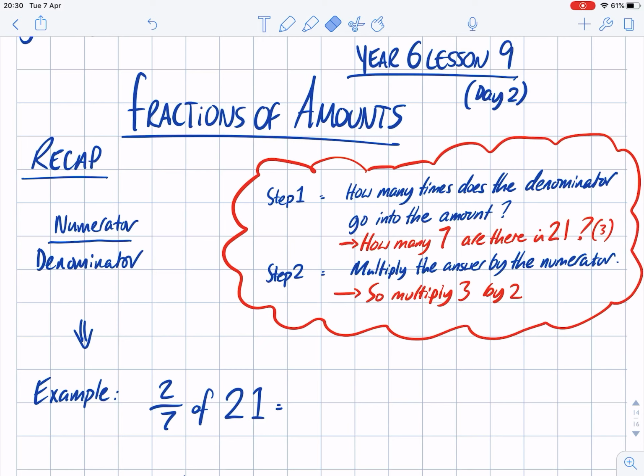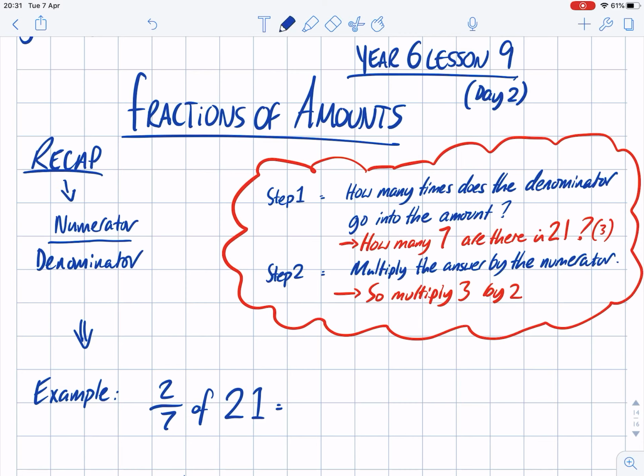It's our second session of fractions of amounts. So we're going to go through an example, and then you are going to have a few more goes at solving some which are a bit more challenging. Okay, so just to recap down here, remember, I don't want to rub it out.